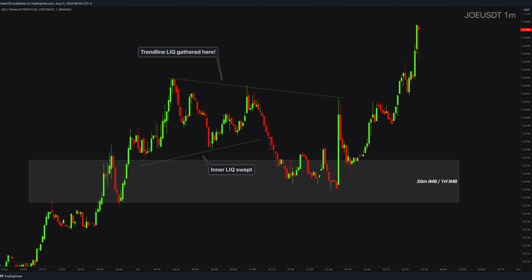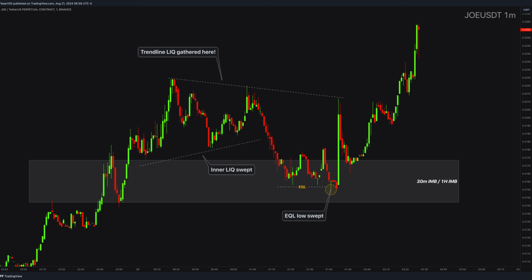Now we know that the liquidity is building upside. We have more reasons to take a long trade here. Right here inside our 30-minute and 1-hour imbalances, there is some manipulation going on.